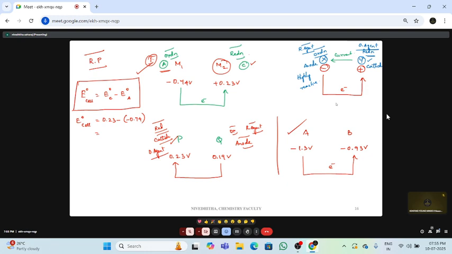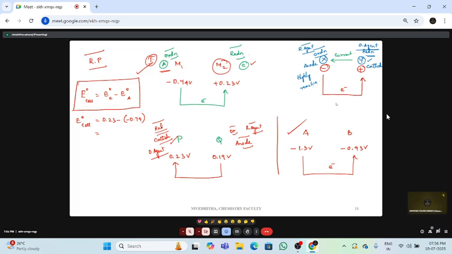Right. For a spontaneous reaction, what is the sign of delta G? Negative, right? Similarly, for a spontaneous reaction, what is the sign of E naught cell?